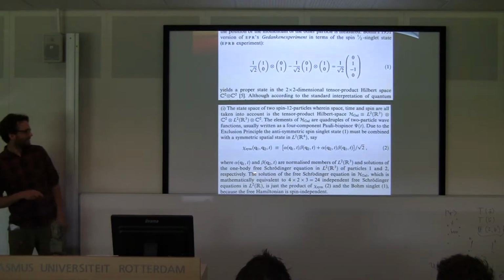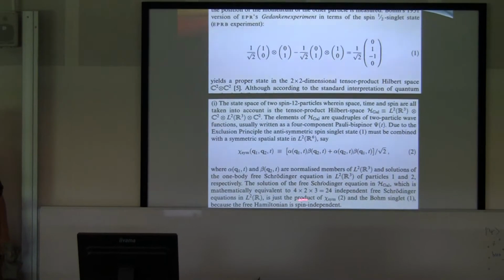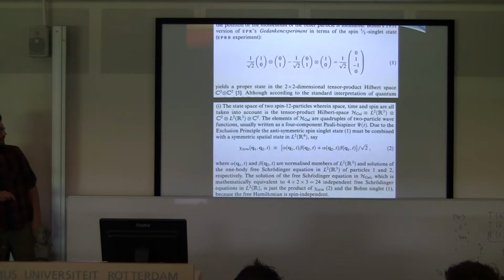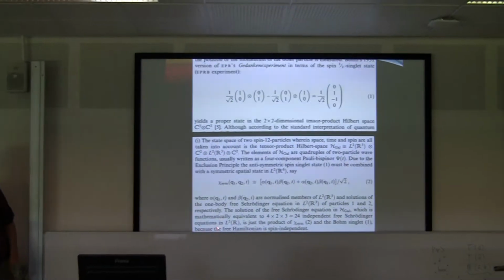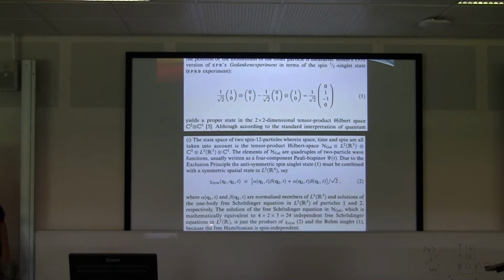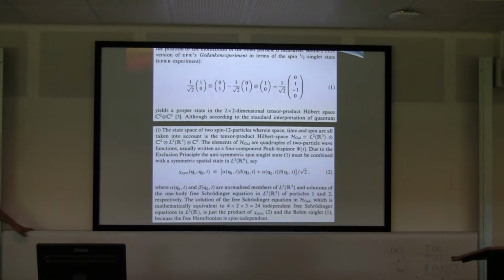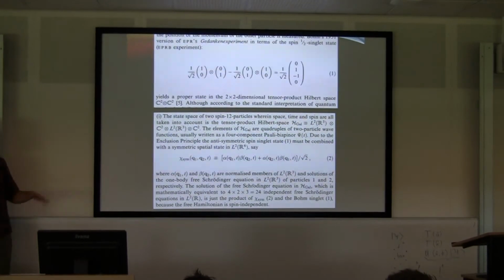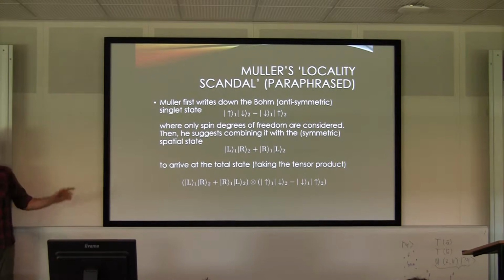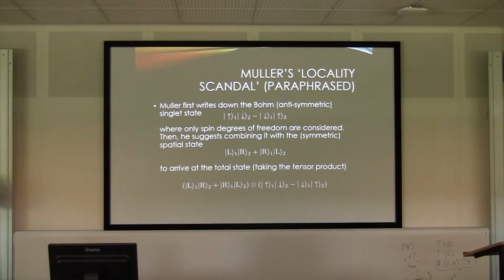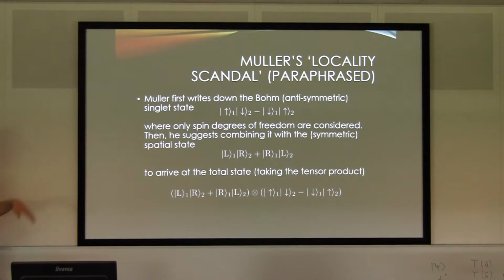So the important part is down here. The solution of the free Schrödinger equation is just a product of this spatial state and the Bohm singlet, so the spatial and the spin part. Now let me paraphrase this a bit more simply. By the way, I'm omitting all normalization factors and coefficients, so don't bother about those.